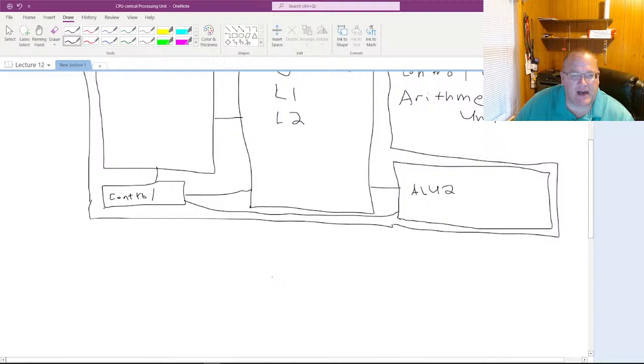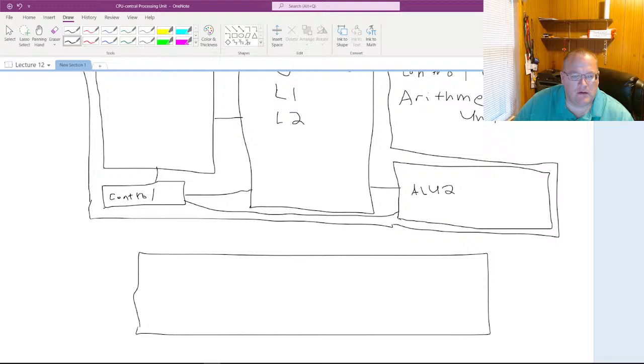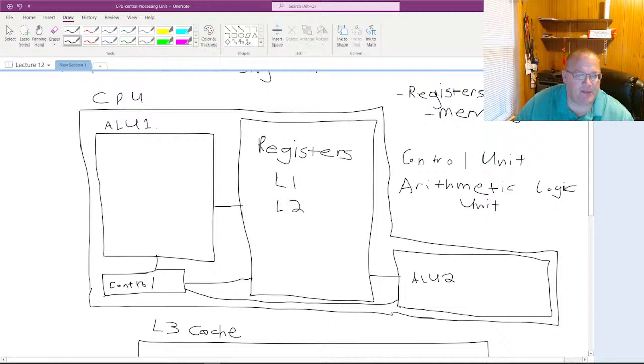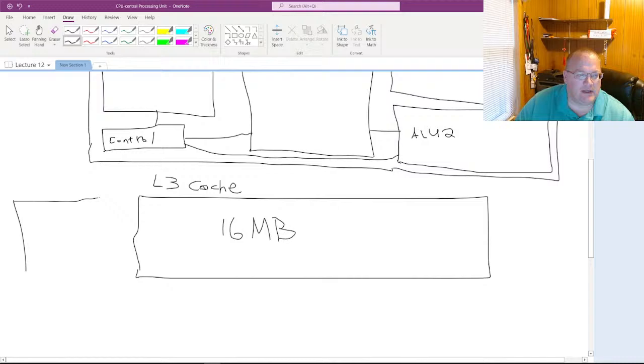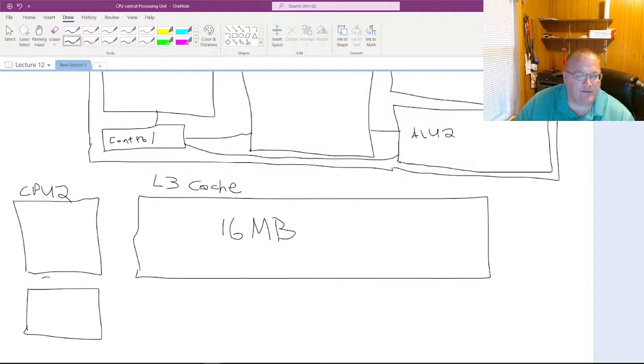And then between those pairs, there's going to be a block of L3 cache. And that's what it was talking about. That's their 16 megabytes. So there'll be this here, CPU 1. And over here, although it looks smaller, it really is the same size, this is CPU 2. And then 3. And then 4.